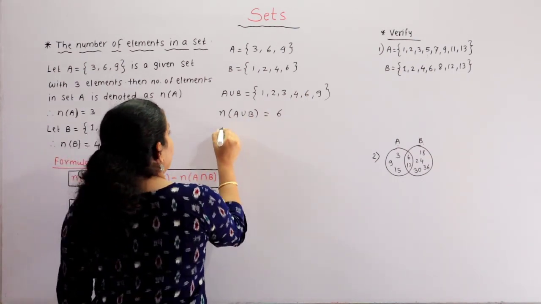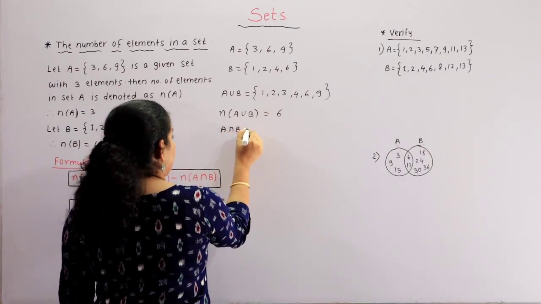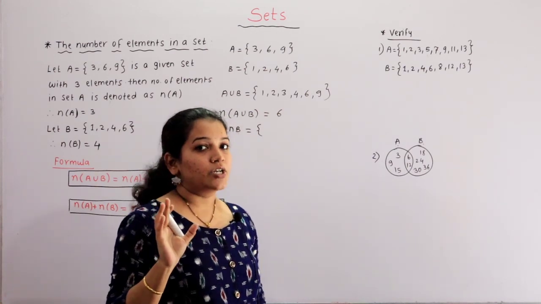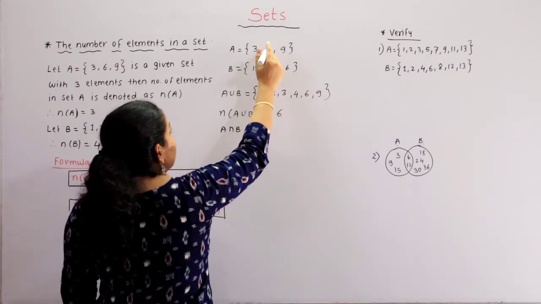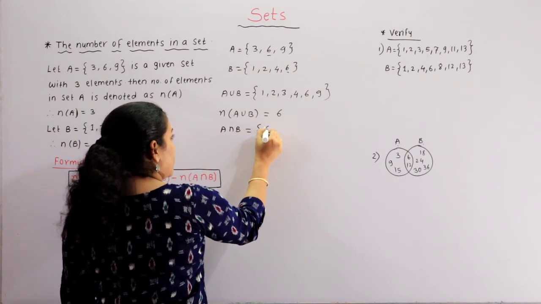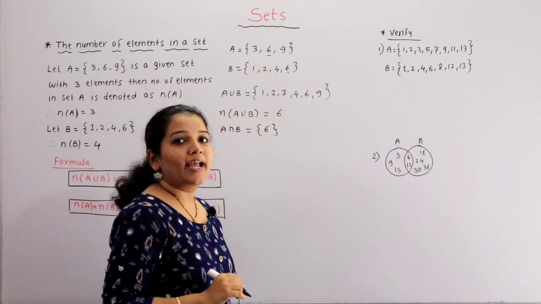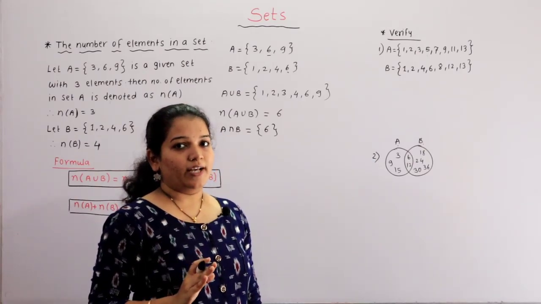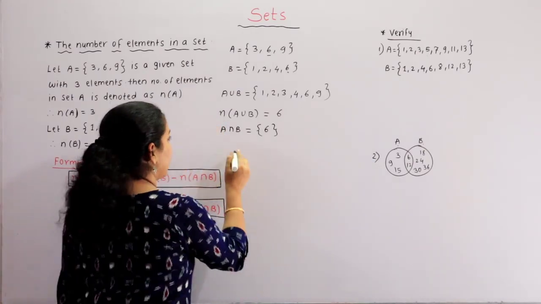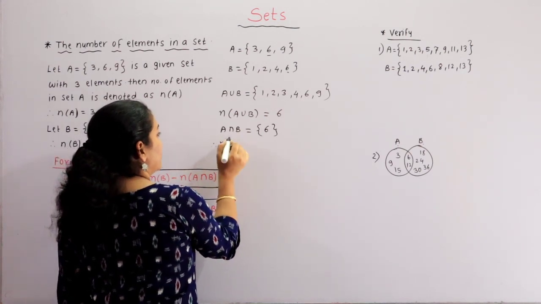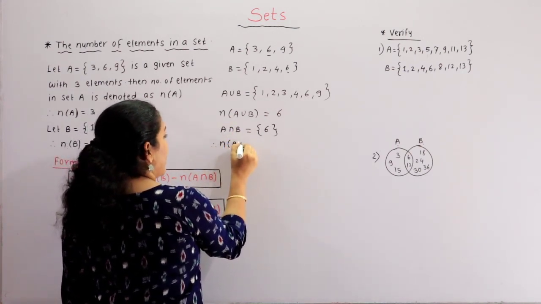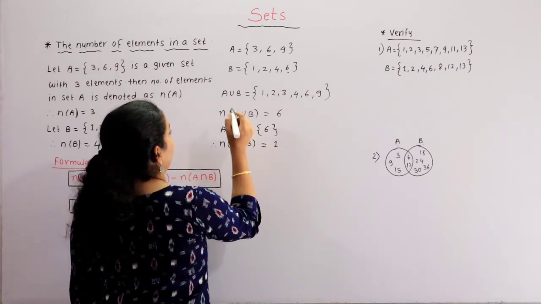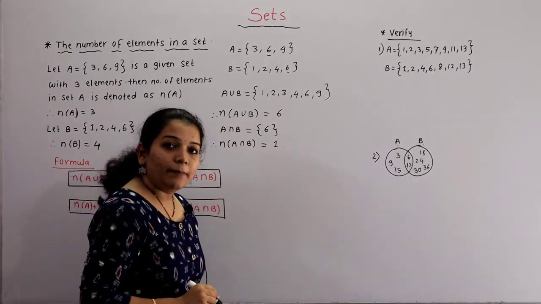6. Same for intersection. Intersection means what? Common elements in the given sets. So what is common? 6. So there is only one common element in A and B, that is 6. So what is the count? n of A intersection B is 1. Only one element is there. Therefore n of A intersection B is equal to 1. Are you getting me, class?